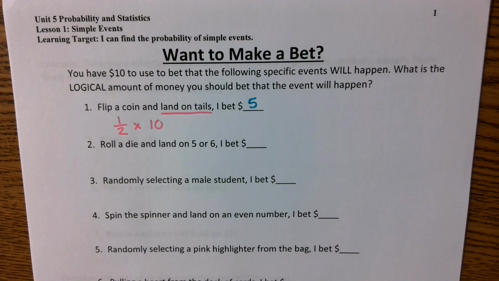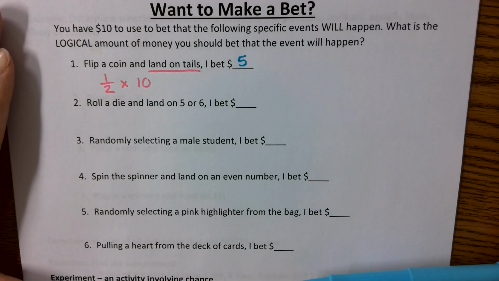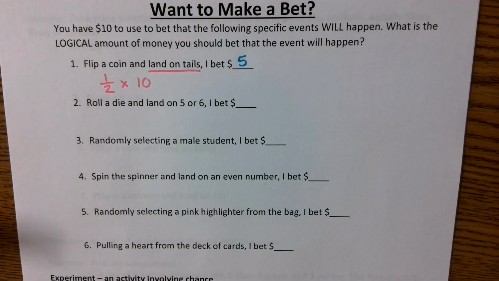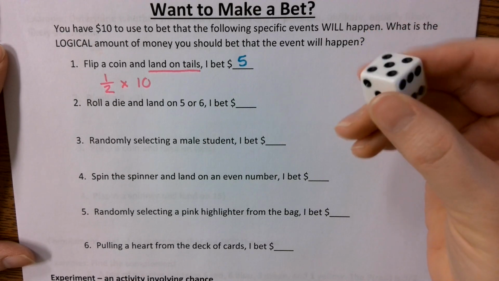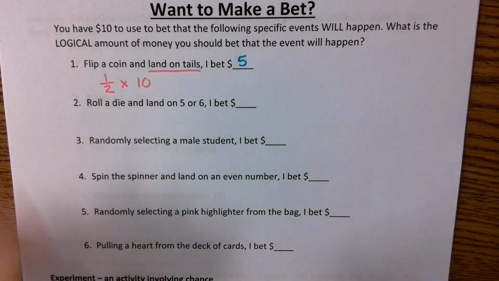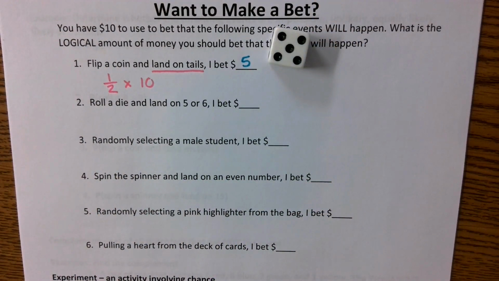So what I want you guys to do is with your table, you're going to look at each of these events that we're talking about, and you're going to identify the logical amount of money that you should place the bet on. Now keep in mind when we're talking about a die, it's got how many sides? 6 sides, okay? So you're wanting to land on a 5 or a 6 on the die. So here's my little die. When we're talking about selecting a male student, you're going to have to count how many students in here are male, and then count how many students in here, not me, are female, and then come up with your idea from that.